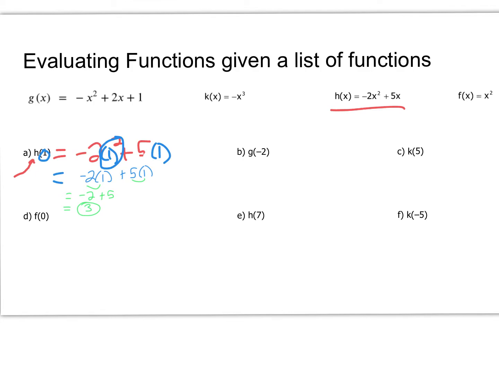Okay, let's look at the next one. Looking at g of x. So here's the g function, negative x squared plus 2x plus 1.